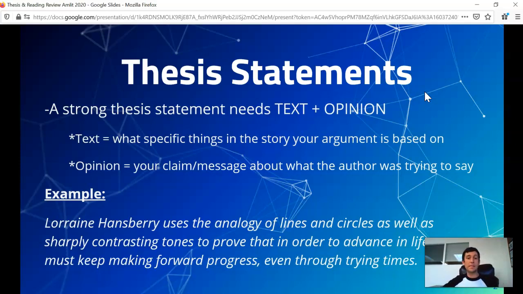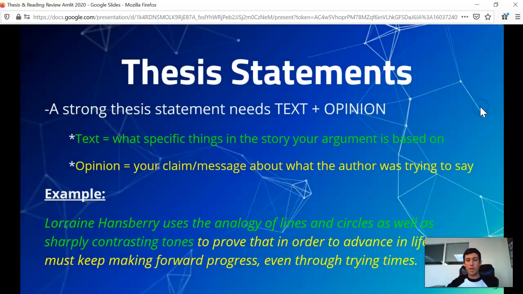The opinion is the larger claim or message about what the author is trying to say, to prove, to argue, or to claim. So here's an example from Raisin in the Sun. I took this and kind of cobbled together several good thesis statements that I saw when reading those. Lorraine Hansberry uses the analogy of lines and circles, as well as sharply contrasting tones, to prove that in order to advance in life, one must keep making forward progress, even through trying times.